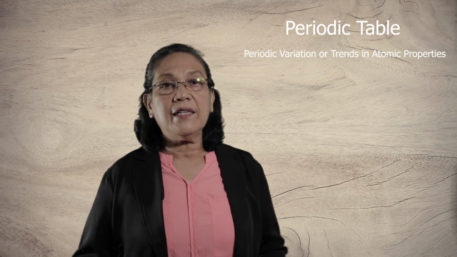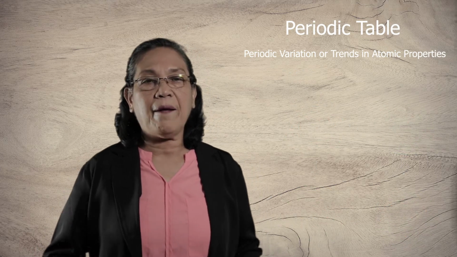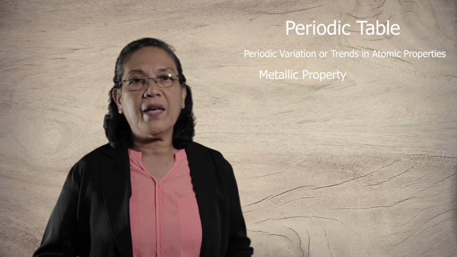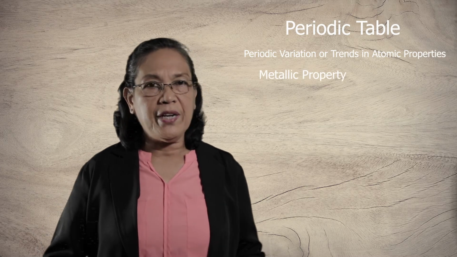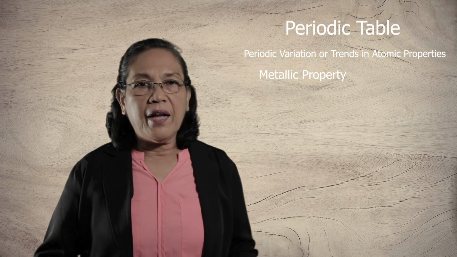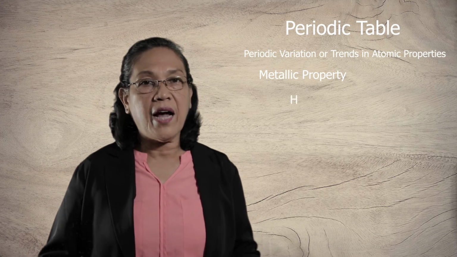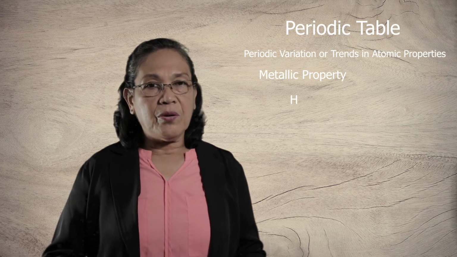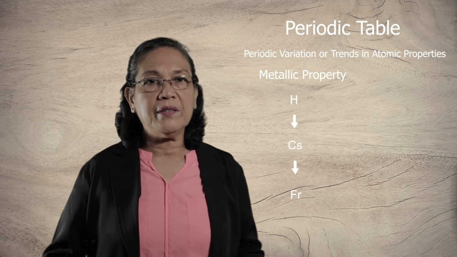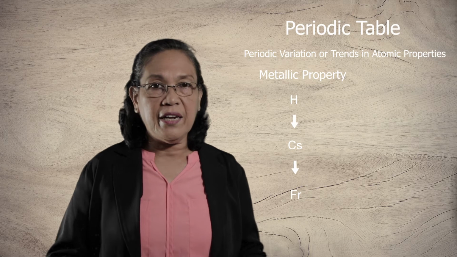The second periodic variation is the metallic property. If you look at the periodic table, on the 1A family, the topmost element there is hydrogen. So as you go down the periodic table, the metallic property increases.